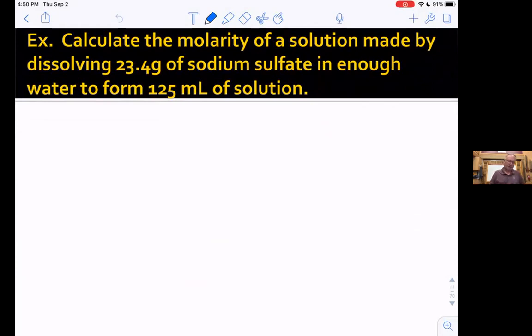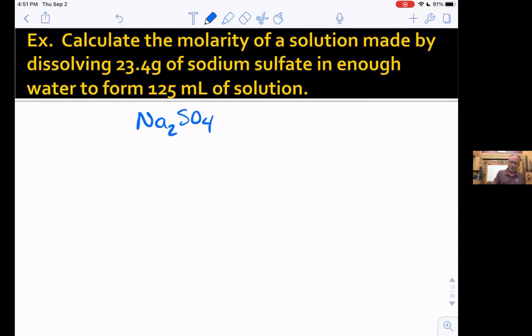I might do a couple of these actually, but anyway, it says calculate the molarity of a solution made by dissolving 23.4 grams of sodium sulfate in enough water to form 125 milliliters of solution. It would be helpful to know actually what sodium sulfate is. And I noticed that your polyatomic ions are still something that you are struggling with, so that's not good. But this is sodium sulfate. Sodium with a +1 charge needs 2 of them to balance the 2- charge of sulfate.